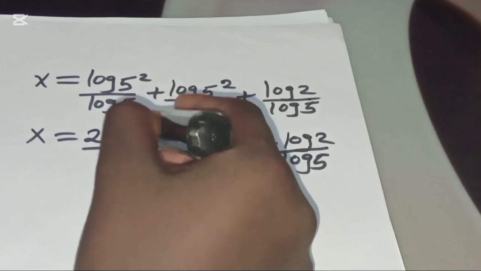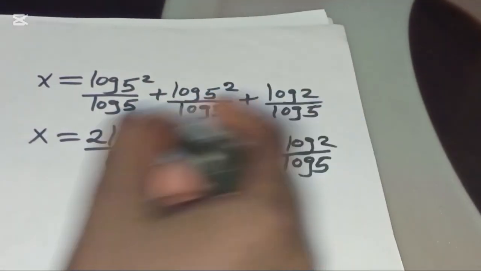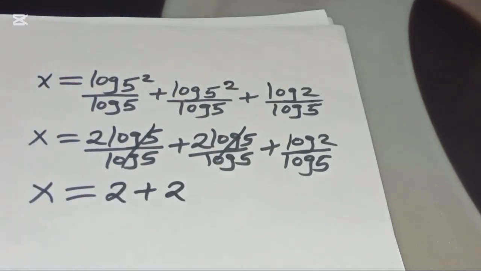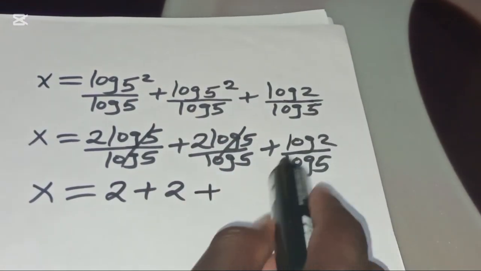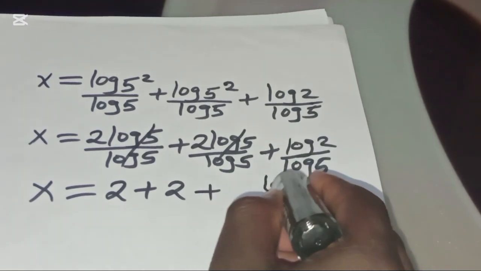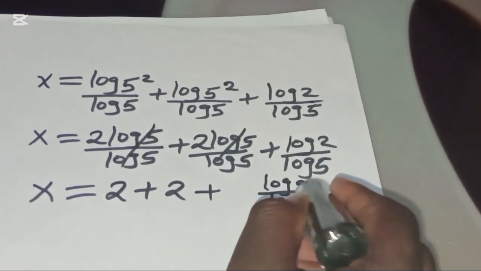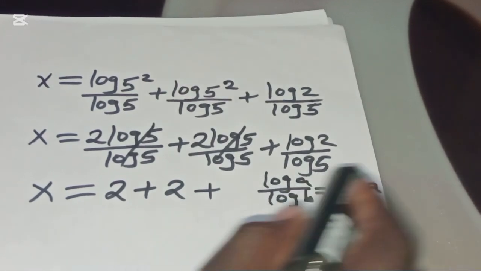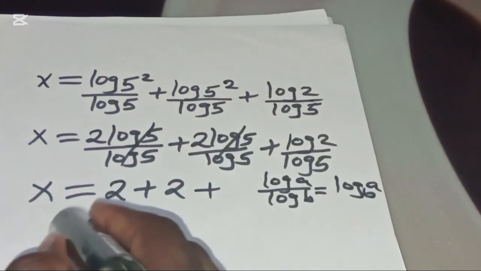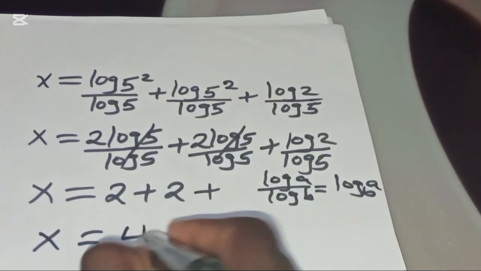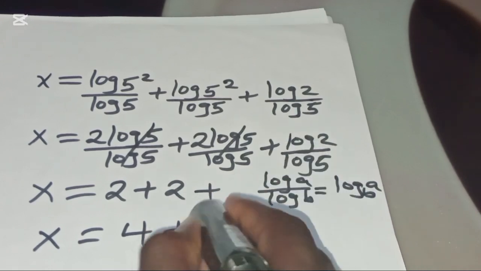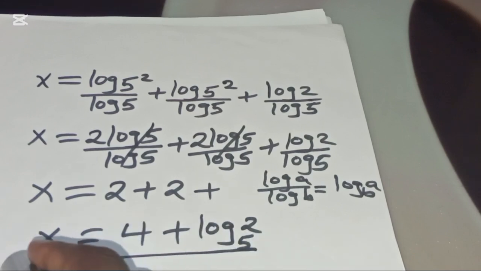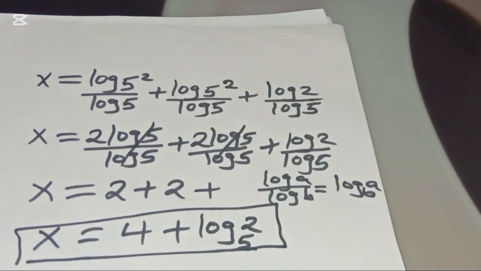Okay, so let's simplify here. Log 5 and log 5 simplify. So now we'll have the value of x as 2 plus 2, plus log 2 divided by log 5. This is in the form of log a divided by log b, which is essentially expressed as log a to base b. Now let's apply this property quickly so that we'll have 2 plus 2, which is 4, plus log 2 to base 5. Now this is the value of x.